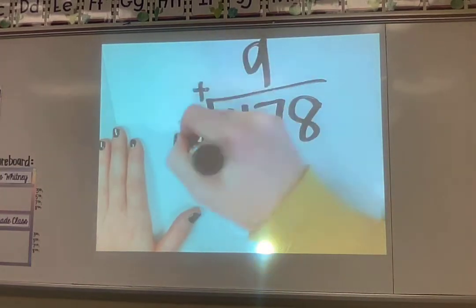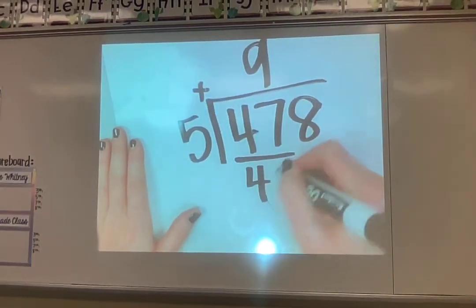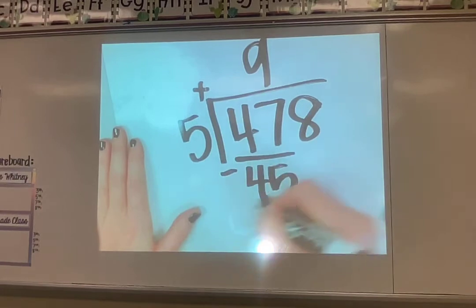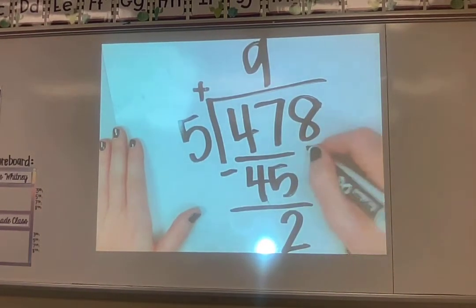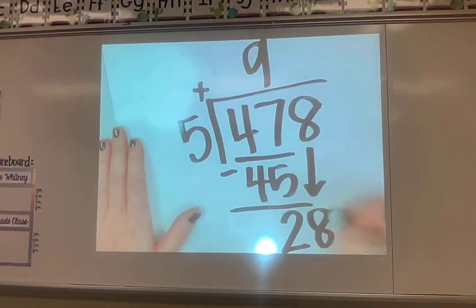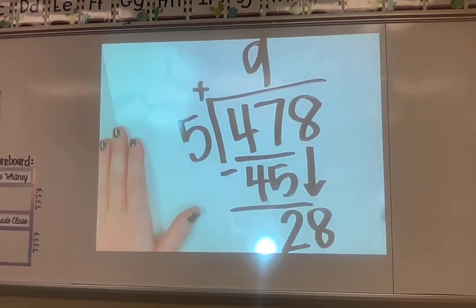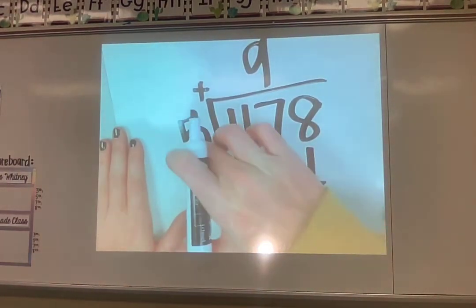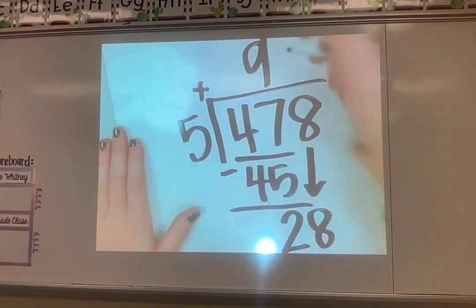Monkeys, 5 times 9 is 45. Swipe, that would be a 2. And then bananas, bring down my 8. If I bring down, I go again. So start back at dangerous. How many 5s will fit into 28? That would be 5.